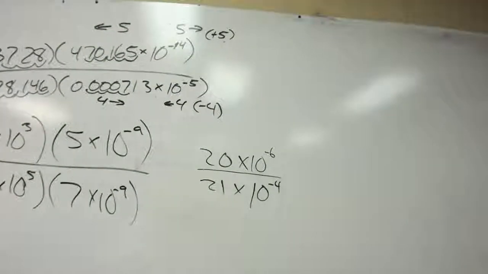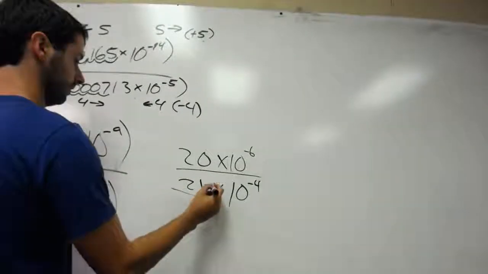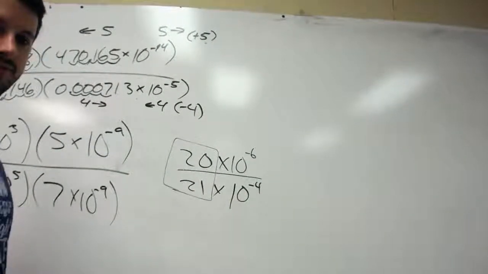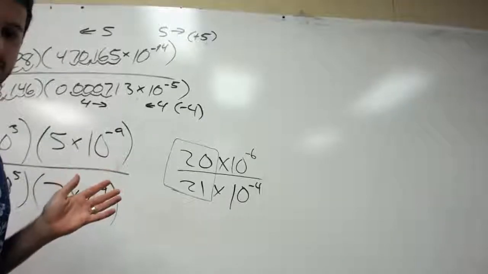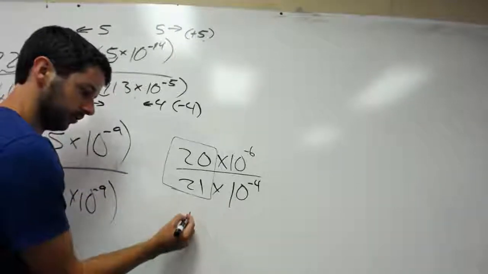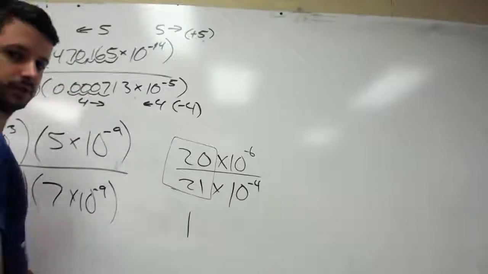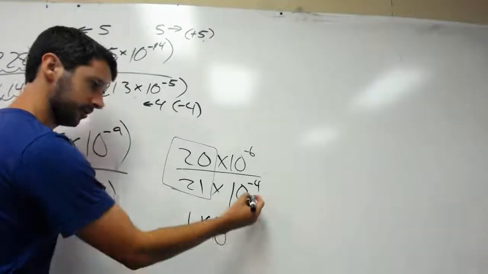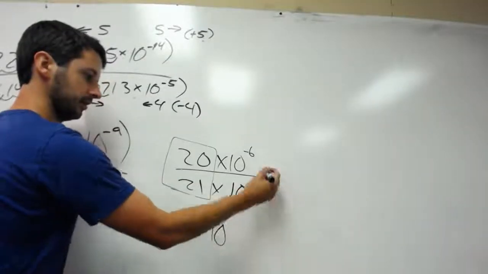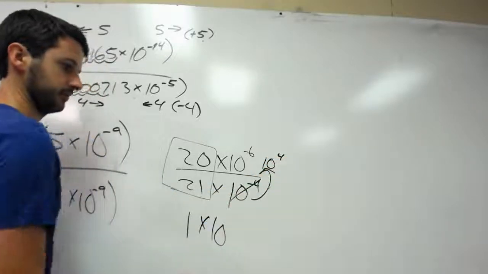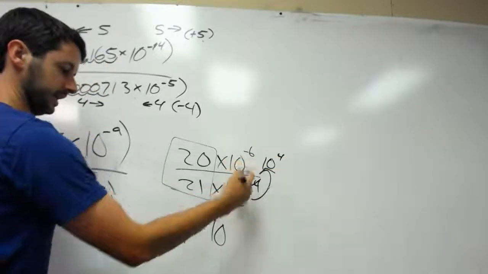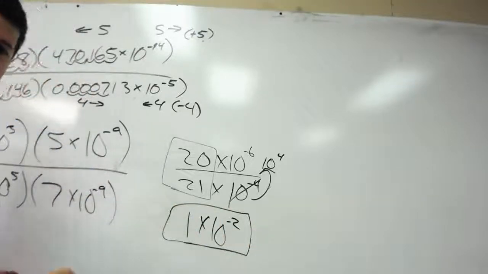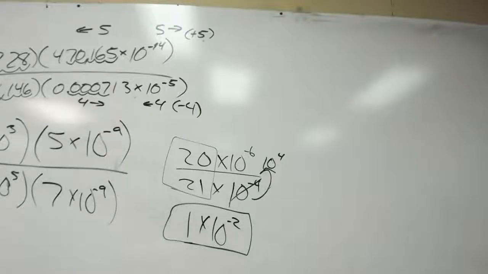From this point, let's look at the 20 over 21. Well, that rounds to, like if I did it in a calculator, around 0.9 something. So what we can just do is say 1. Because 20 over 21 is estimated to be 1 times 10. Remember, if we move this to the top in the numerator, it becomes 10 to the positive 4th. So 4 plus negative 6 is negative 2, 1 times 10 to the negative 2 would be your answer.